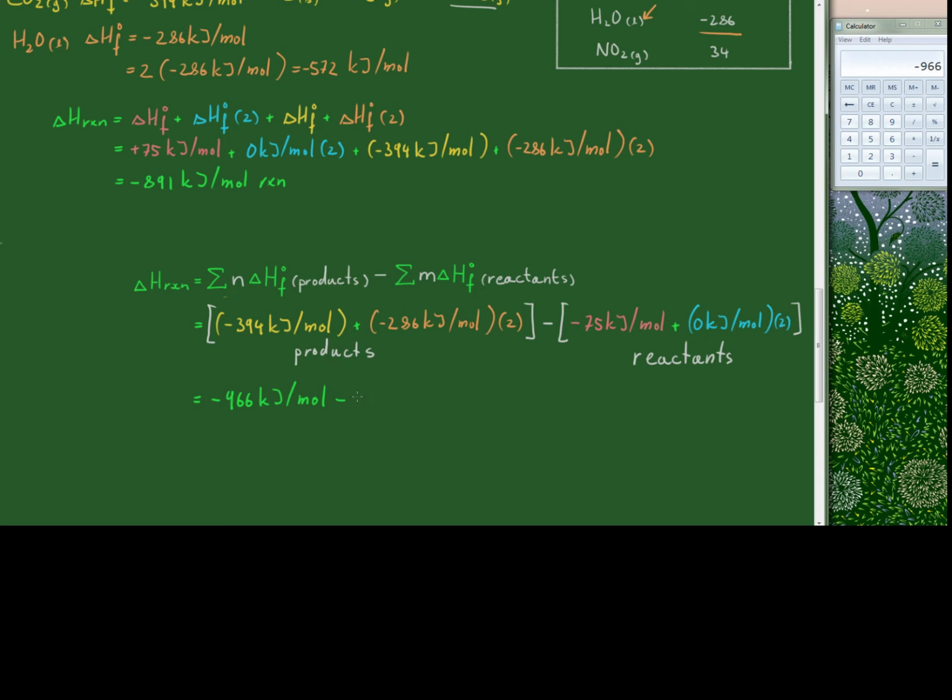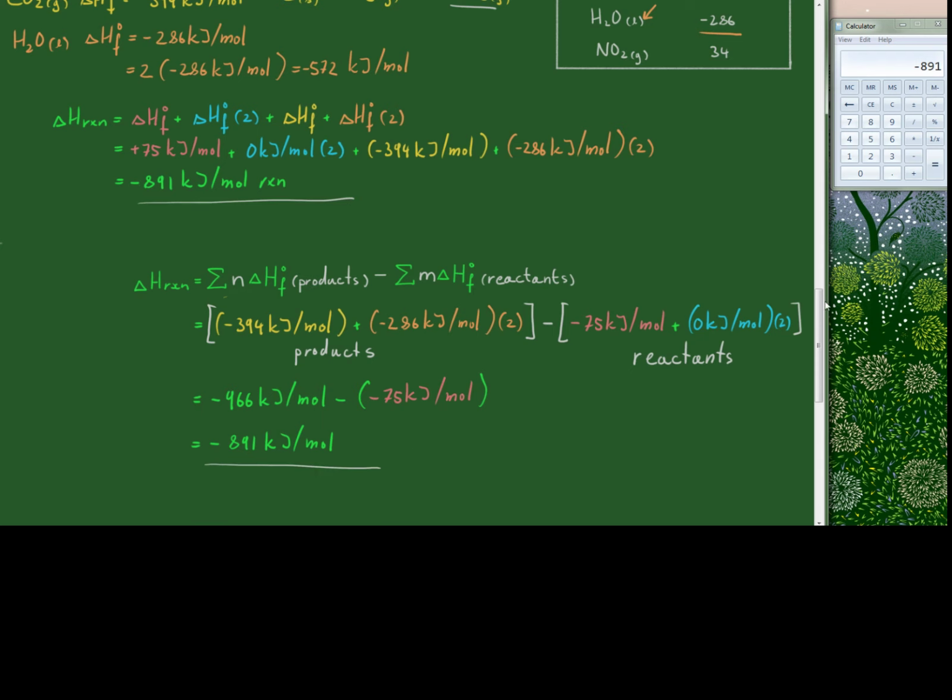Actually, let's do that step by step. So it's minus 75. Hold on, let's keep the color. Minus 75 kilojoules per mole. Minus and a minus become plus, which means I can go negative 966 plus 75, and that should give me 891 again, and it does. So it's minus 891 kilojoules per mole. So the answer is the same.